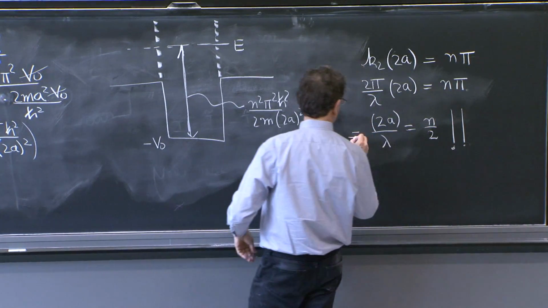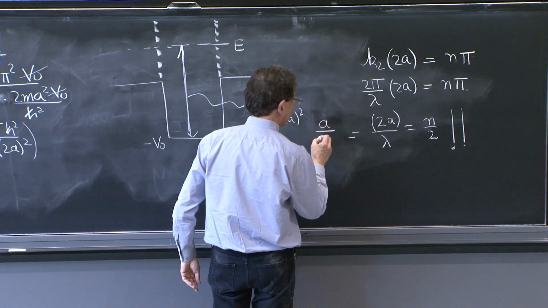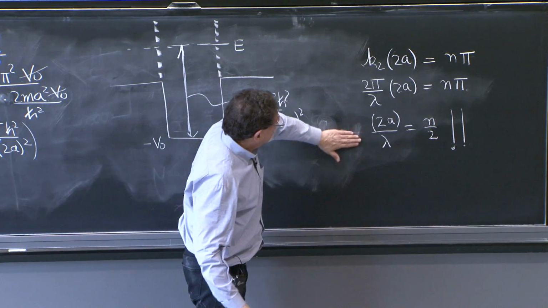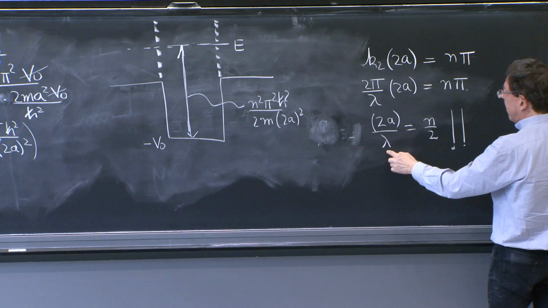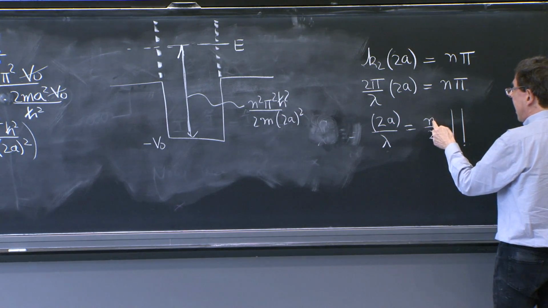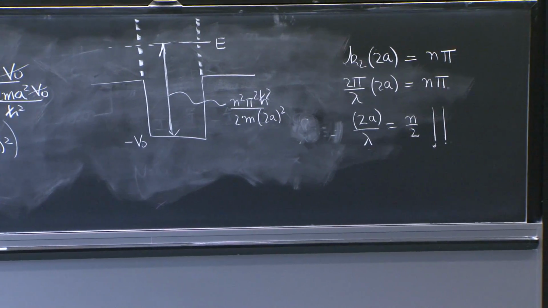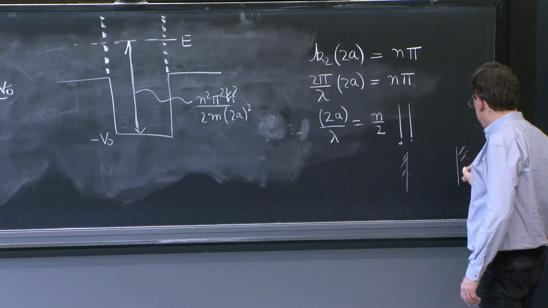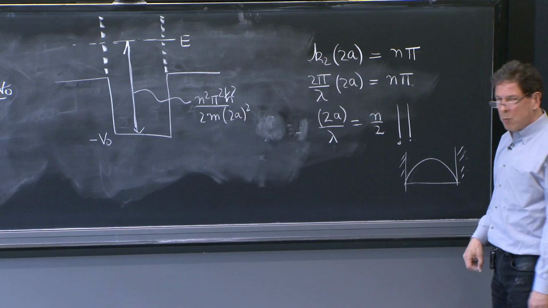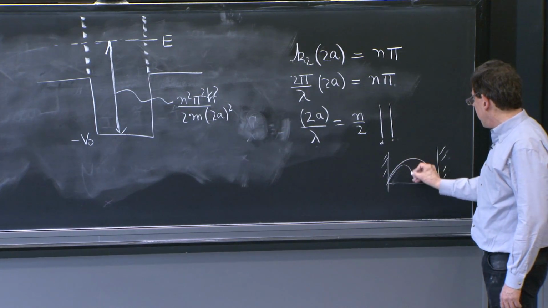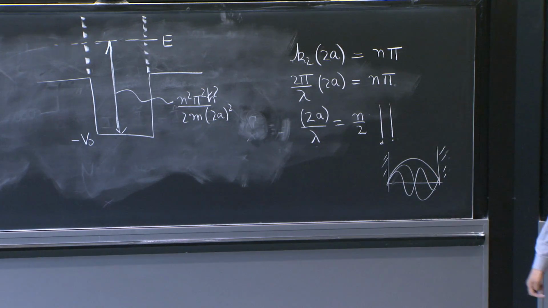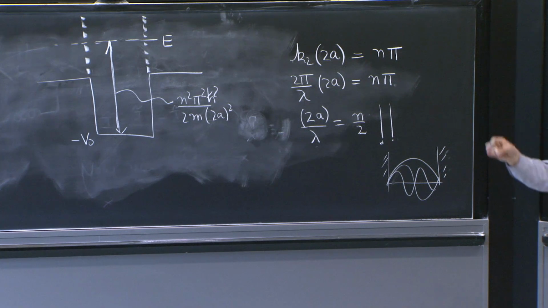Let me write it in another way. The wavelength lambda fits into 2a a half-integer number of times. And that's exactly what you have in an infinite square well. If you have a width, you could have half a wavelength there for n equal 1, a full wavelength for n equal 2, three halves for n equal 3. You always get halves and halves, increasing and increasing all the time.